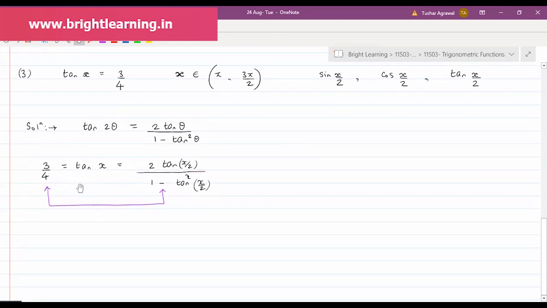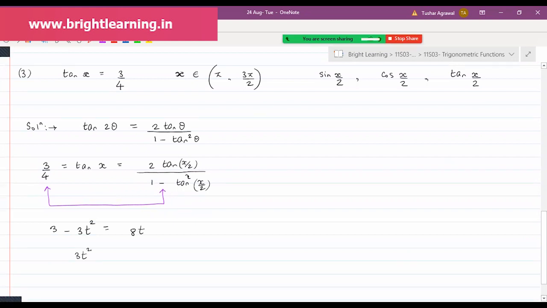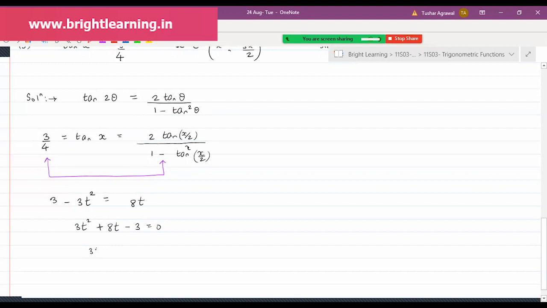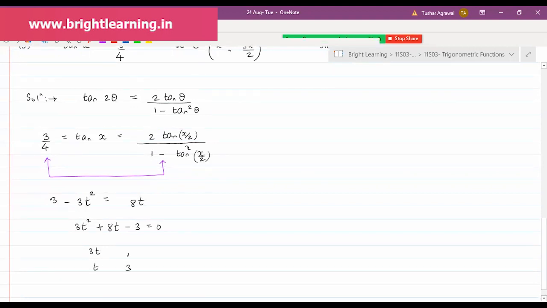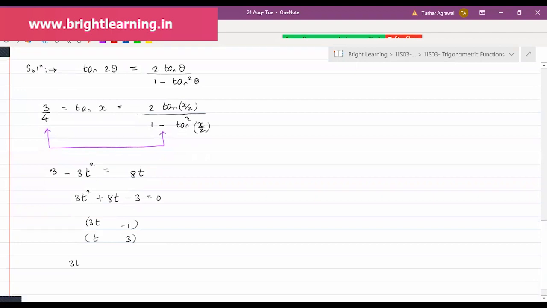If you cross multiply and rearrange, 3 minus 3t square is equal to 8t. So rearranging, 3t square plus 8t minus 3 is equal to 0. The factors come out to be 3t minus 1 and t plus 3. So 3t minus 1 into t plus 3.